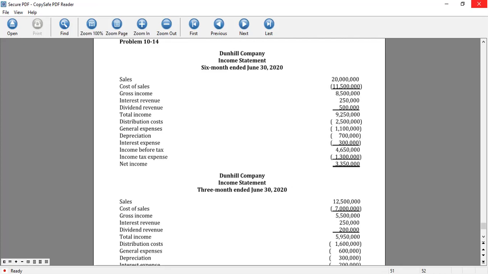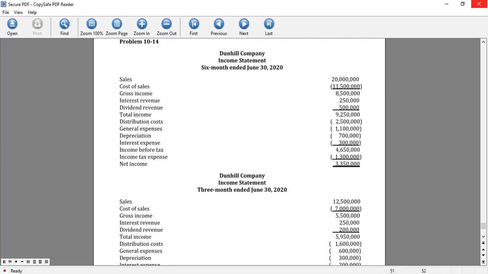Okay, so we have now your income statement for the 6 months ended June 30. We have now the net income of 3,350,000. Okay, that's the second requirement, interim income statement for the second quarter of 2020. So that's for the 3 months ended June 30.